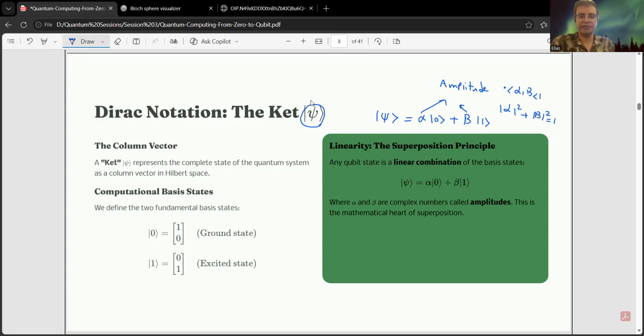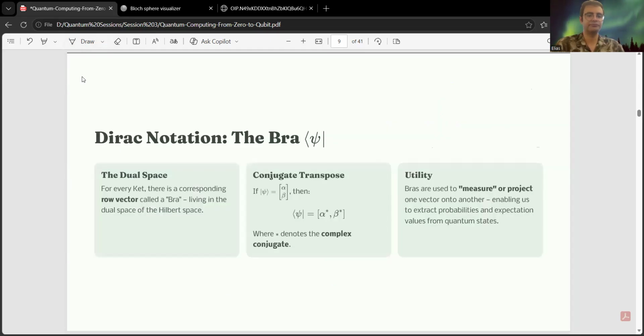For example, let me make an example. If alpha is 1 over 2, then beta squared is equal to 1 minus 1 over 4, and that's going to be 3 over 4. So the conclusion is that beta is equal to the square root of 3 divided by 2. So this is how you find the other amplitude if you have one of the amplitudes. And we have two states here, the ground state and the excited state. The ground state is the 0, and the excited state is 1 here.